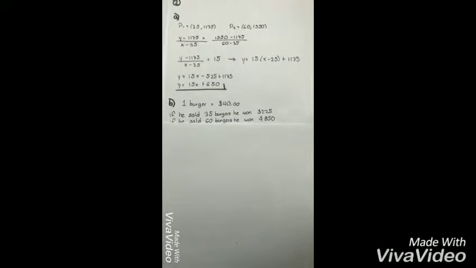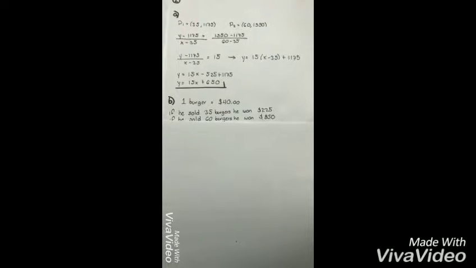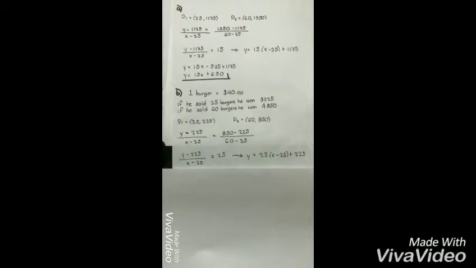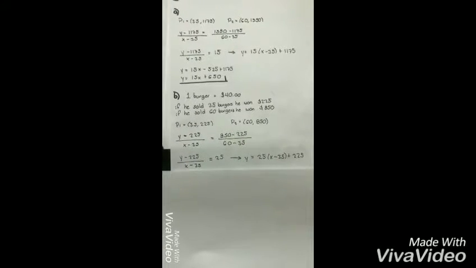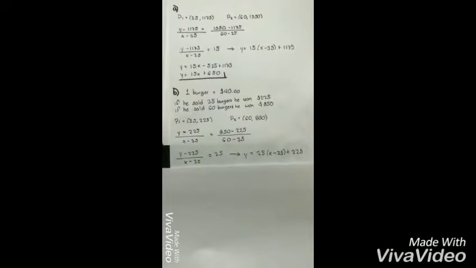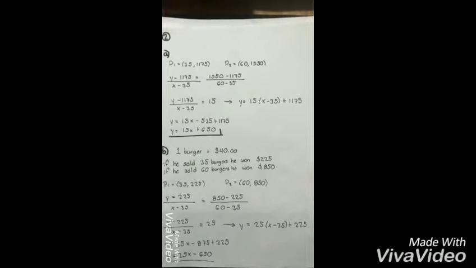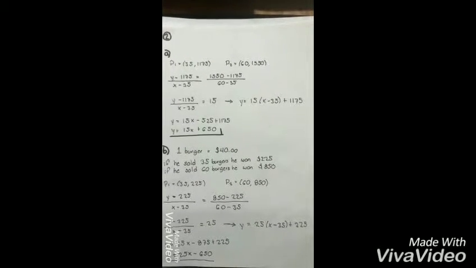If he sold 35 hamburgers, he won $250. If he sold 60 hamburgers, he won $850. We substitute the values, and now we have y less 225 divided by x less 35 is equal to 25. We substitute, and finally we know that 25x less 650 is the equation.